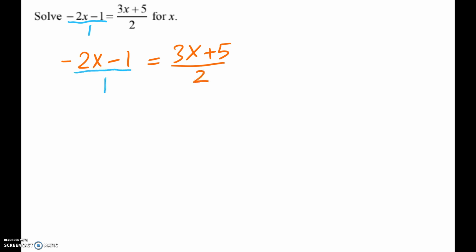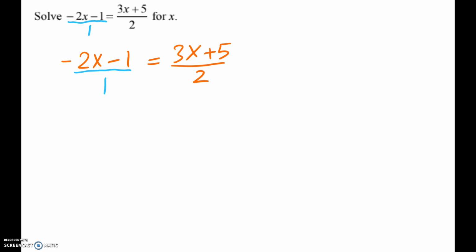Hey everybody, in this video we have I think 2 or 3 problems we can solve in 5 minutes. First one looks like a proportion. There is an invisible 1 under this. Alright, let me rewrite actually. We have space here. Negative 2x minus 1 equals 3x plus 5 over 2. And my warning was this: there is an invisible 1 under this guy.